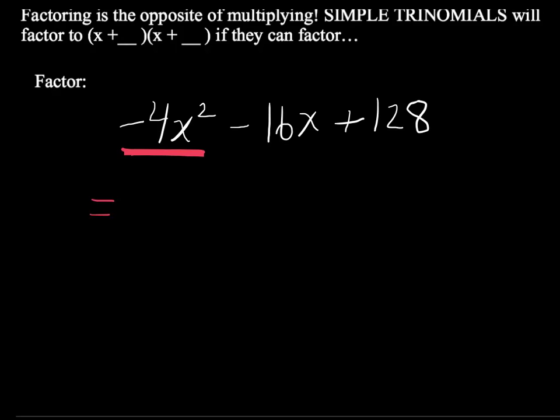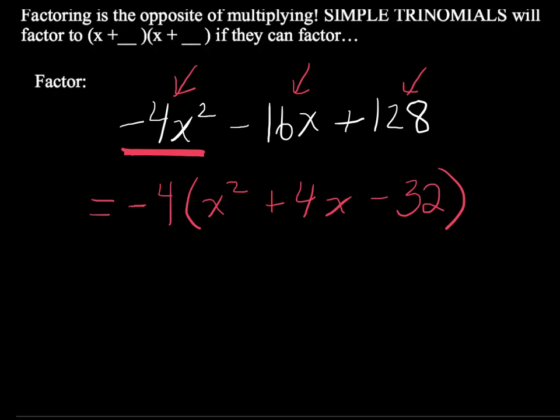So going back to our original version of factoring, just dealing with common factors, we can see that in all three terms, we can divide the term by negative 4. So in fact, we get negative 4 times x squared plus 4x minus, got to do a little mental math here, I get 32. Okay, because minus 4 times x squared is minus 4x squared. Minus 4 times 4x is negative 16. And negative 4 times negative 32 gives you 128.